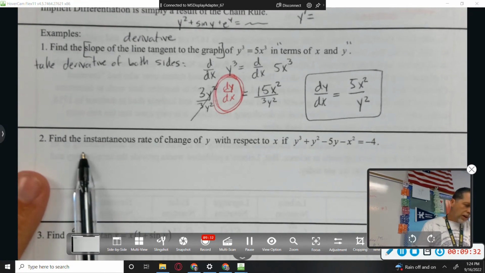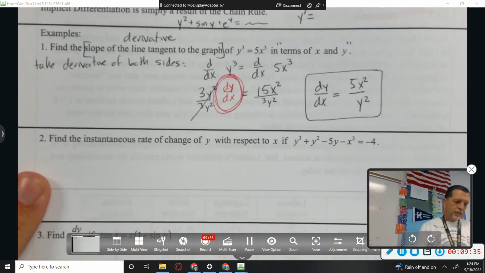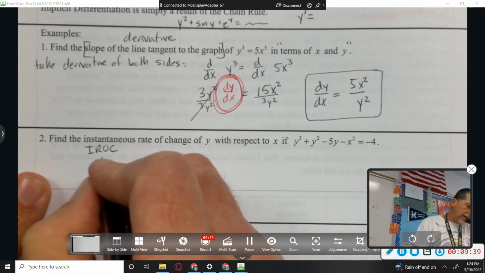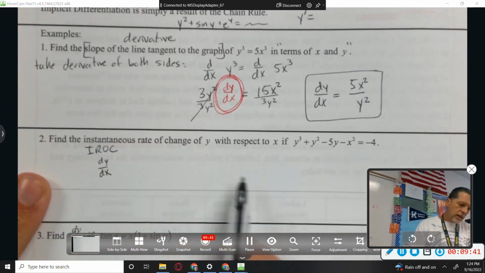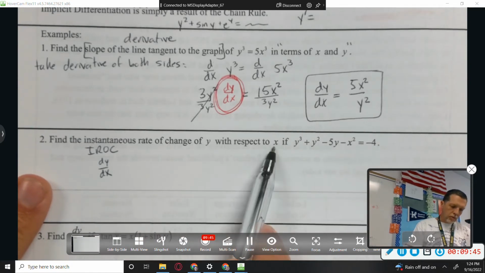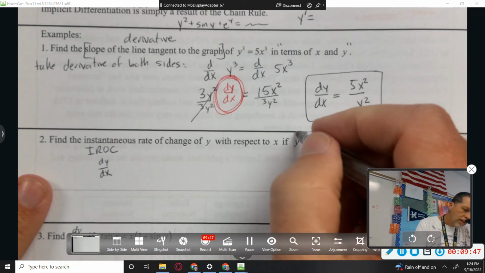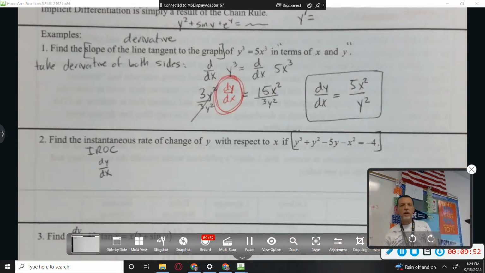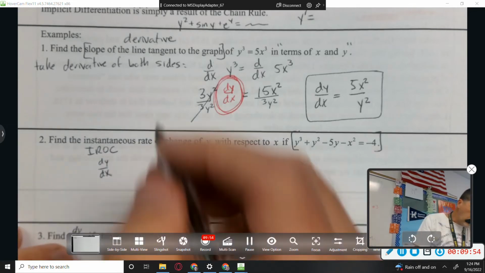Number 2, find the instantaneous rate of change. IROC, that's dy dx of y with respect to x, so that's change of y with respect to x, dy dx of this thing. So let's take the derivative of both sides with respect to x.